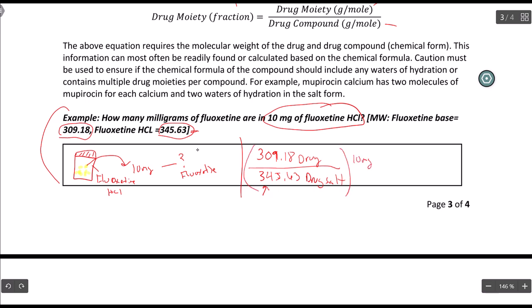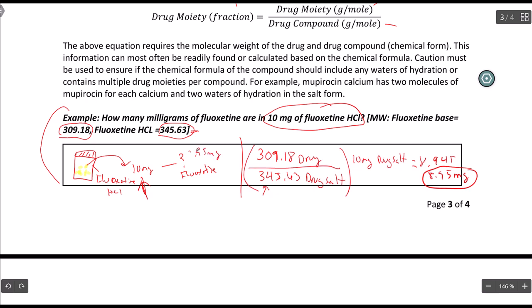how much do you get? That's what you're looking at. So in our case, it's roughly about 8.945 or 8.95 milligrams. So when you weigh out 10 milligrams of this right here, the amount of fluoxetine in that is 8.95 milligrams. That's what's in there, 8.95 milligrams.